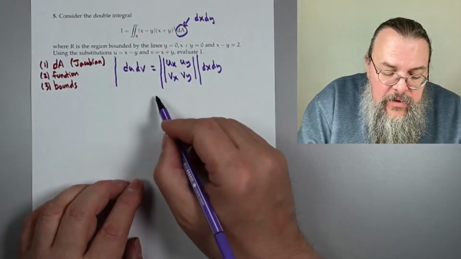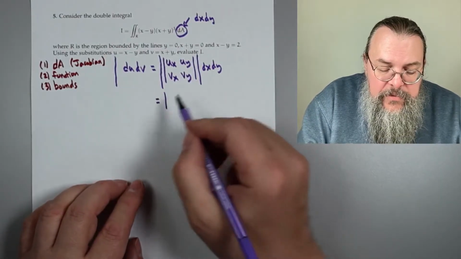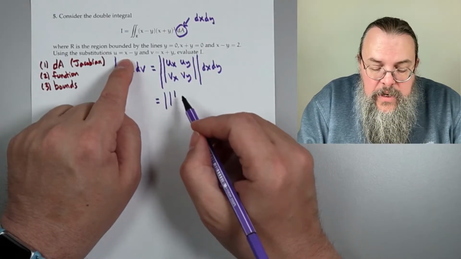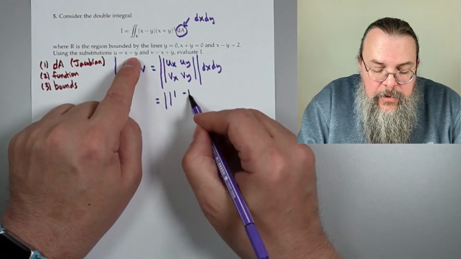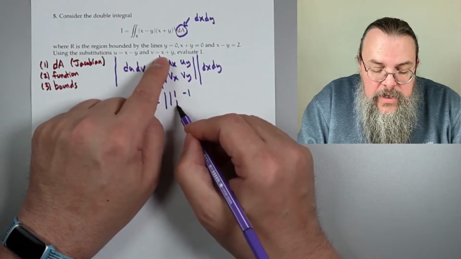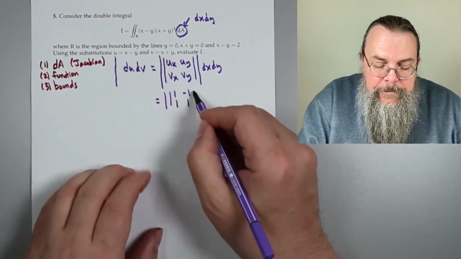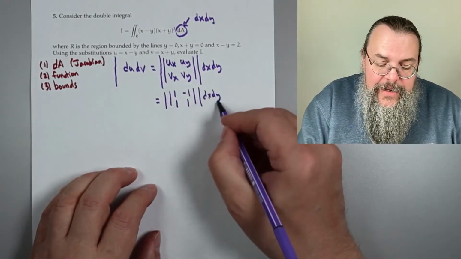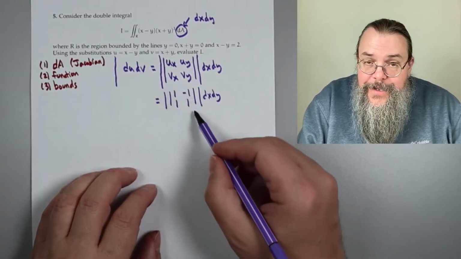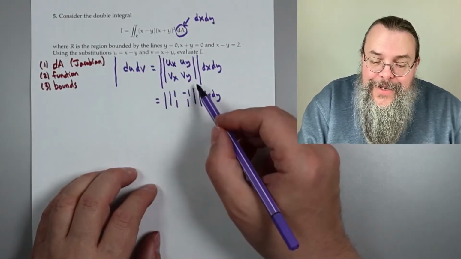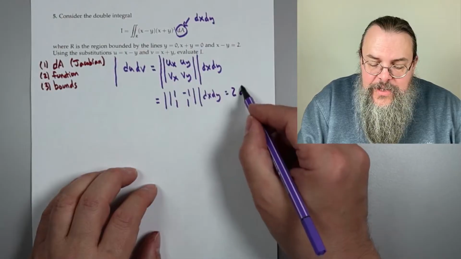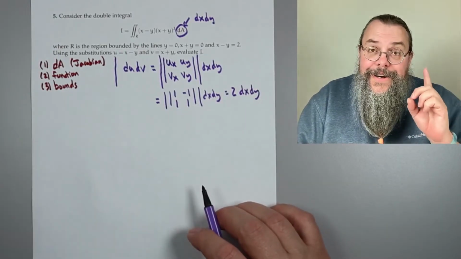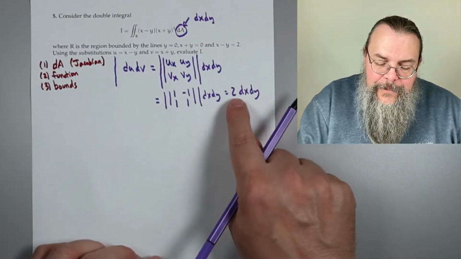All right, so what do we have? It's the absolute value of u sub x is 1, u sub y is -1, v sub x is 1, and v sub y is 1. Now, what is that determinant? Well, it's 1 subtract -1, which is 2 dx dy. So we say, aha, we need to account for the 2.